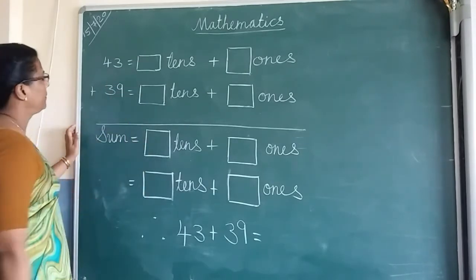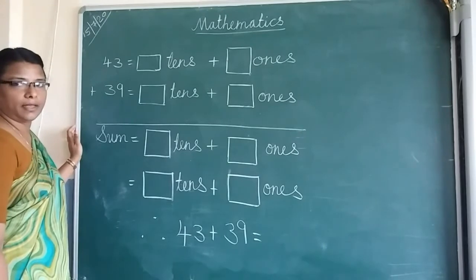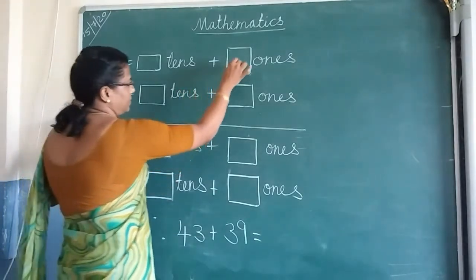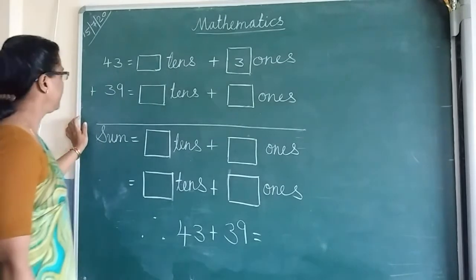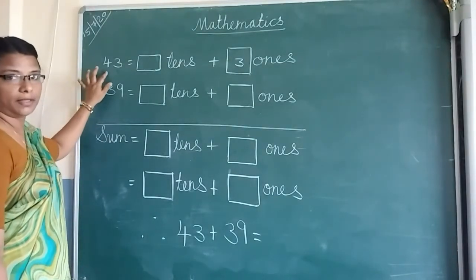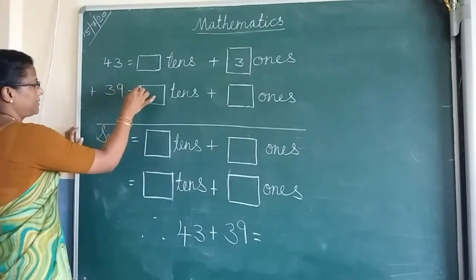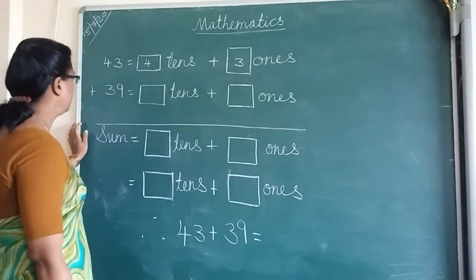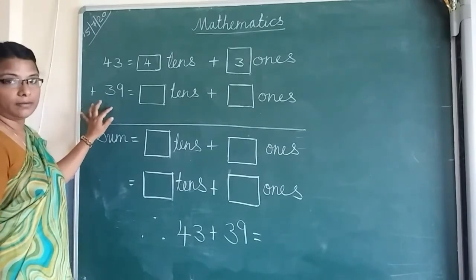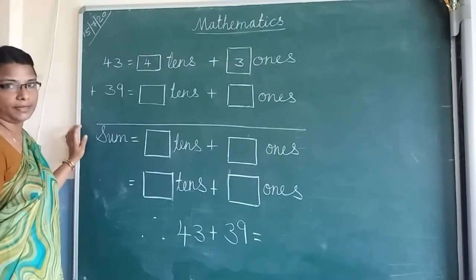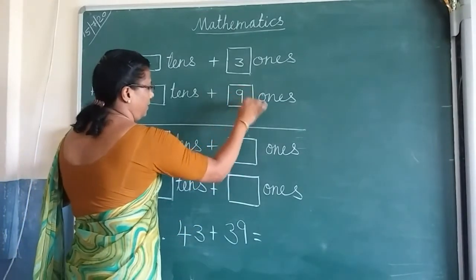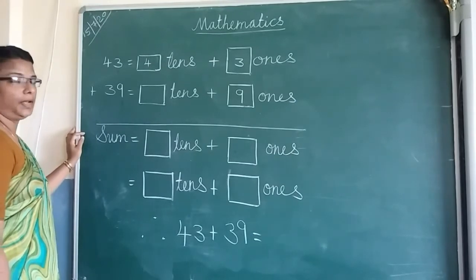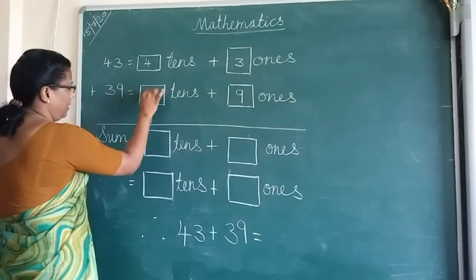First number, 43. How many ones are there in 43? 3 ones. Write 3 in 1's place. Then, how many tens are there in 43? 4 tens. Write 4 in 10's place. How many ones are there in 39? 9 ones. Write 9 in 1's place. How many tens are there in 39? 3 tens. Write 3 in 10's place.